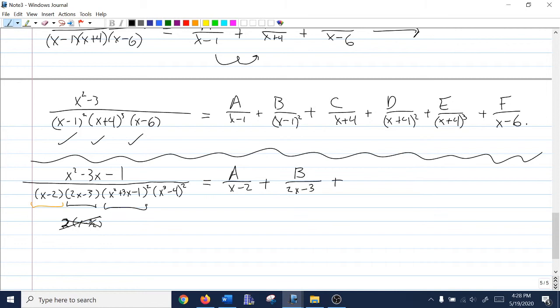When I have a quadratic, the top of a quadratic is not a constant. When you have a quadratic on bottom, you should put a linear on top. So it's going to be something x plus something. I'll call that Cx plus D, because those are the next letters I'm on. Just like with linears, if it's raised to a power, you've got to count your way up. So I also get the same thing over that quadratic squared. Right?